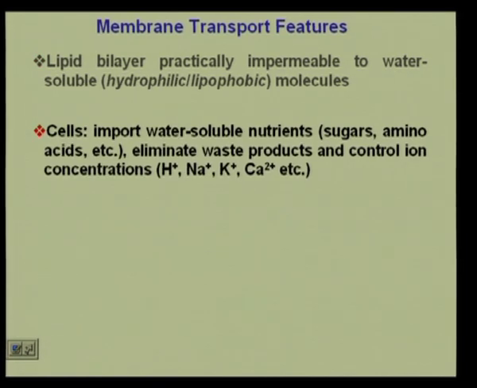Second, what cells actually do is they import water soluble nutrients like sugars and amino acids, they eliminate waste products and control ion concentrations. This is extremely important in maintaining what is called a sodium potassium balance in our cells. So, this is what the cells actually have to do, and the importing of the water soluble nutrients or the elimination of the waste products has to be done through these channels.